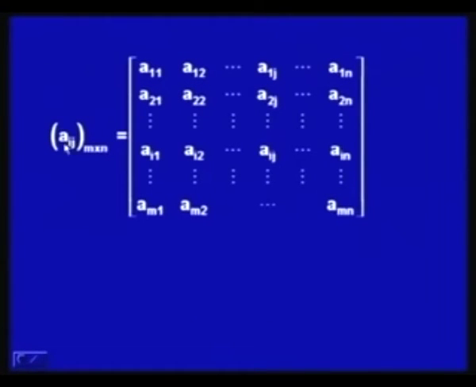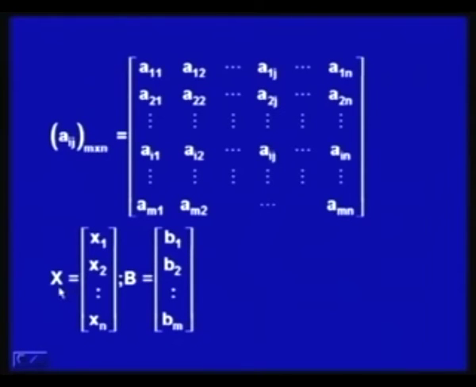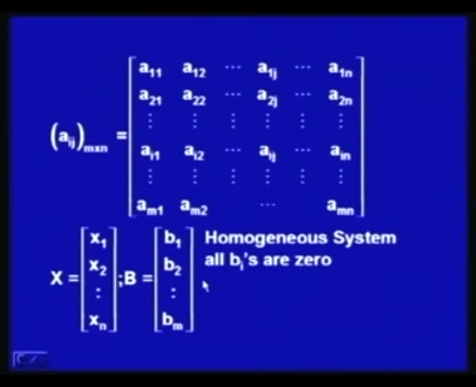The coefficient matrix Aij is an m by n matrix having a11, a12, ..., a1n in the first row, and the last row corresponding to the last equation: am1, am2, ..., amn. As I told, x is the column vector of unknowns consisting of x1, x2, ..., xn, while b is the column vector of known values b1, b2, ..., bm.